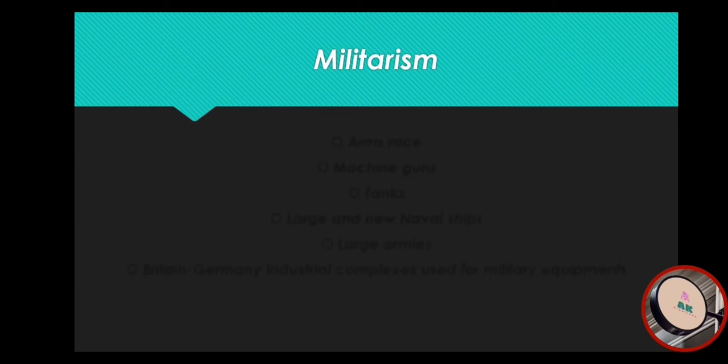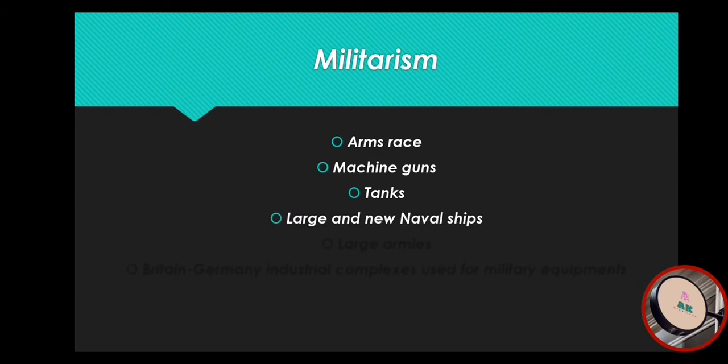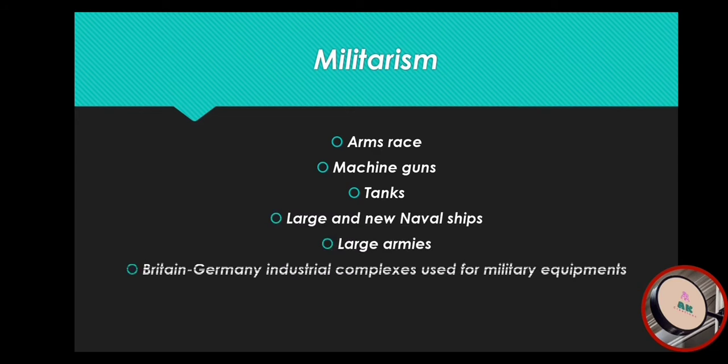Now, militarism. Militarism is a main cause, because at that time everyone had a big arms race: machine guns, tanks, naval ships, large armies. Britain and Germany's industrial complexes produced military equipment. Britain and Germany were famous, and they were ready to show their best. That's militarism. In the naval system, the submarine was important at that time, so it was developed.